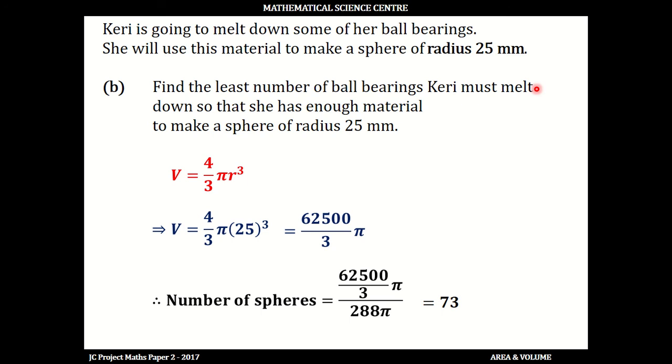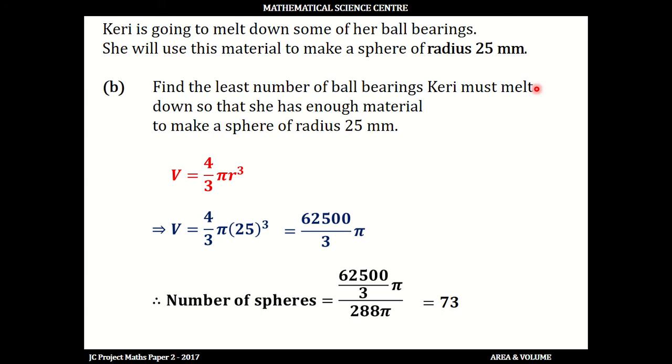Why would you have to round up in this case? Because you won't have enough. You won't have enough, okay? So you'd have to round up here in this case. You'd need to have 73 of these smaller spheres to make that larger sphere. Even if that had worked out at 72.00001, what would you need? 73. So sometimes you have to round up, other times you have to round down.